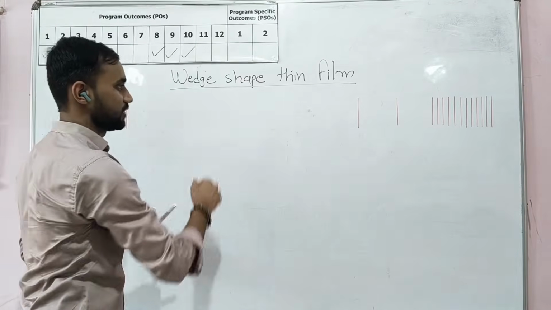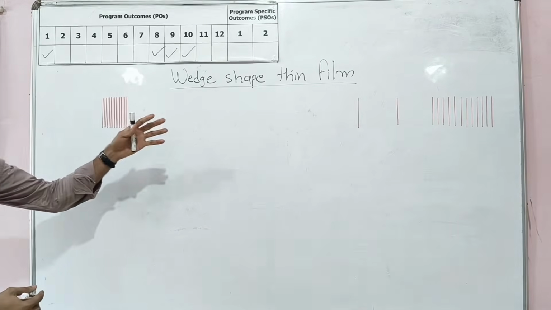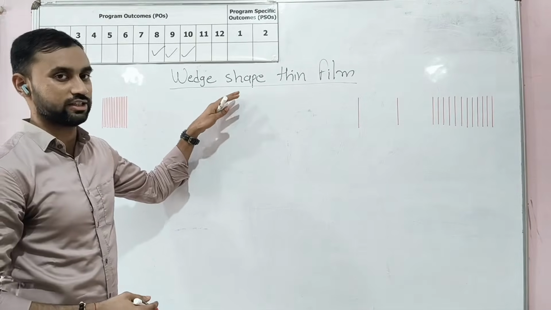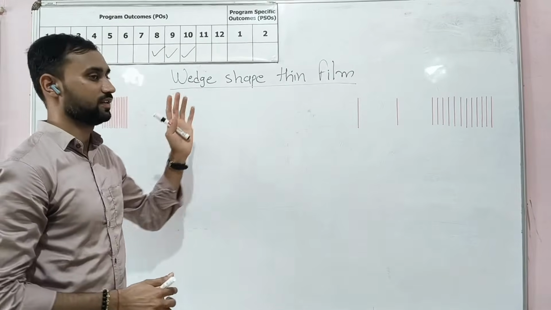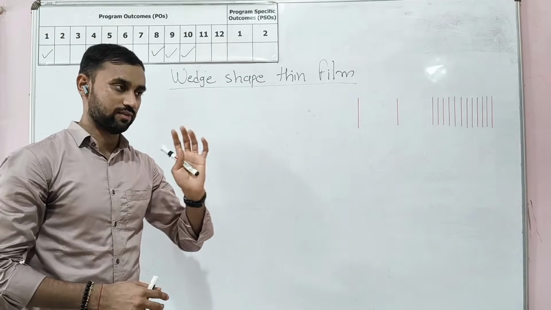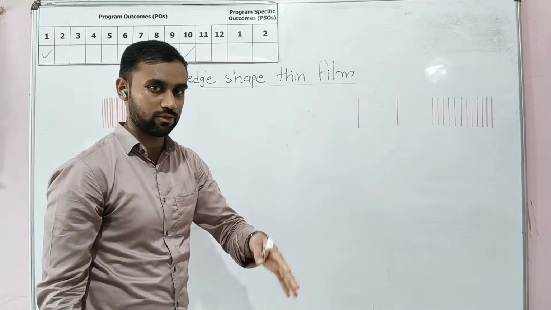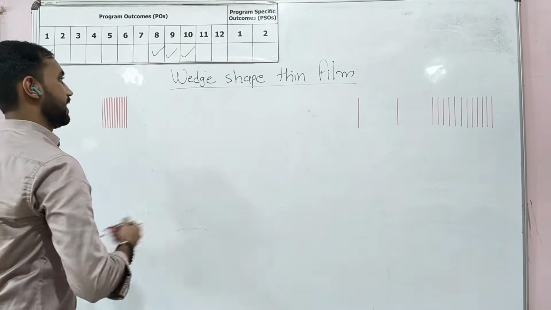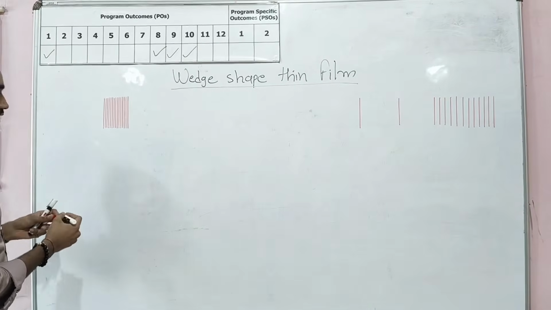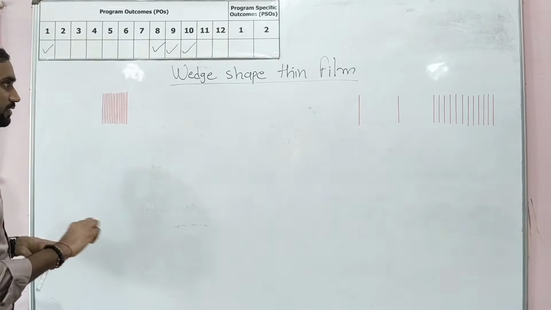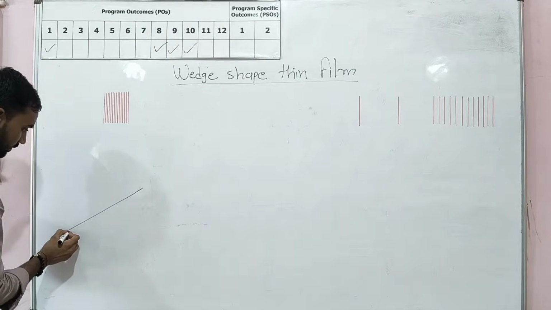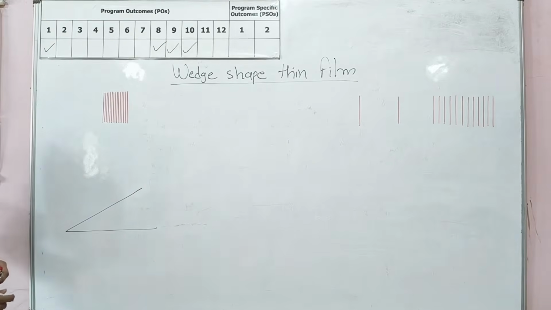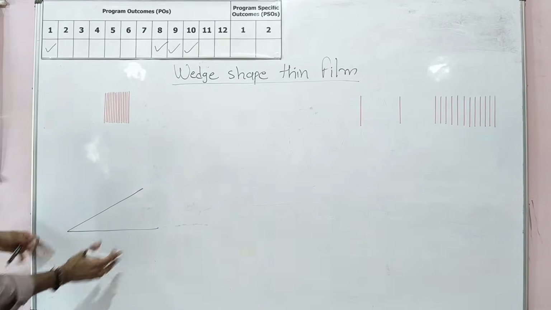Let us know what is wedge shape. You must have learned theory in more detail in the theory classes. But here let's just briefly talk about the theory and we will dedicate more time to the demonstration and procedure of this experiment. So wedge shape. You know what is a shape? What is wedge shape? This kind of shape is a wedge.